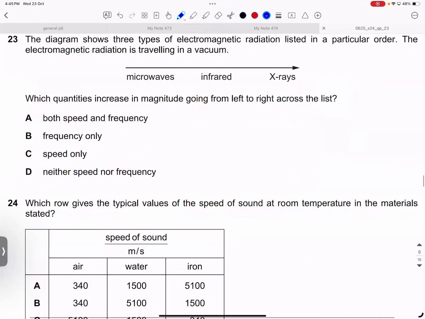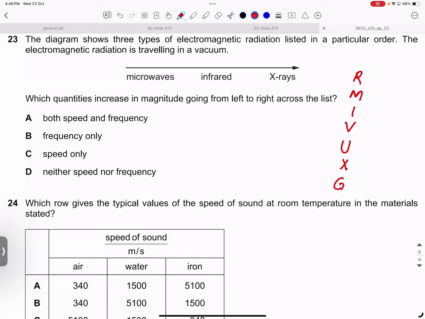Question number 23. The diagram shows 3 types of electromagnetic radiation listed in particular order. The electromagnetic radiation is traveling in vacuum. Which quantity increases in magnitude from left to right? Don't worry, I will tell you.